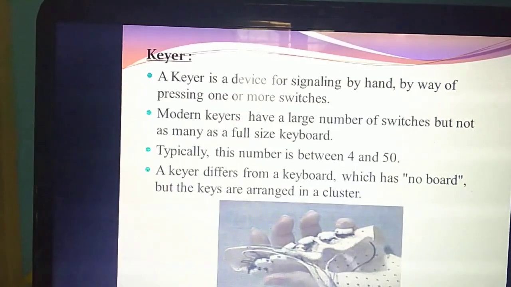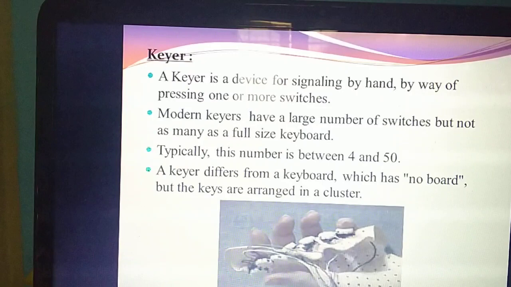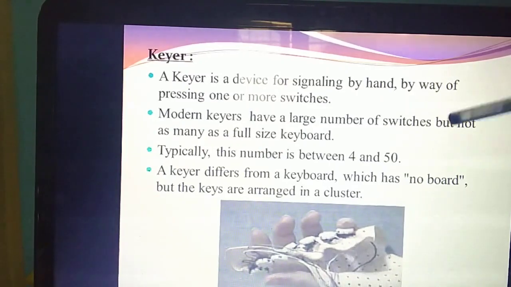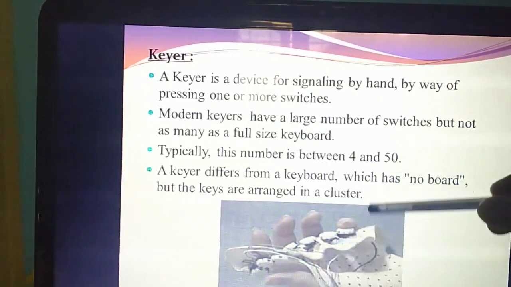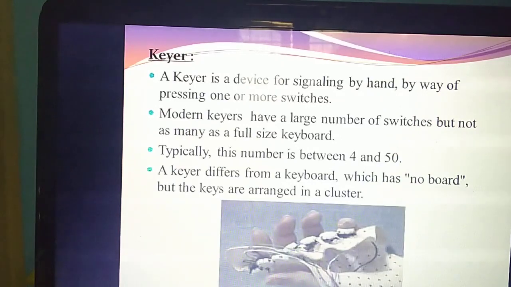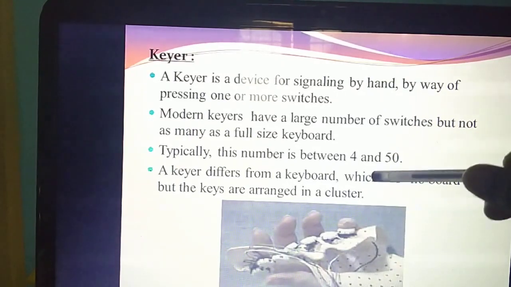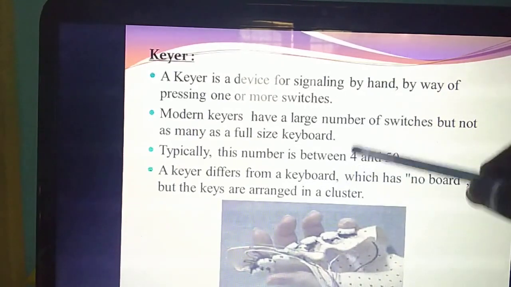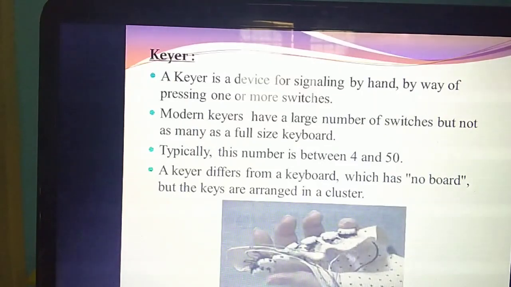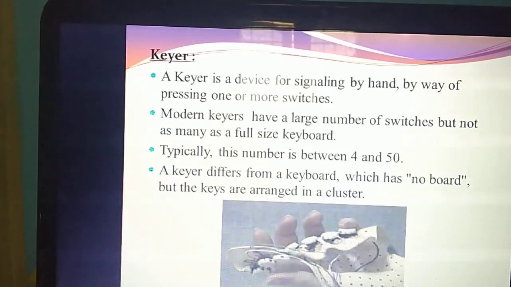The size is also small compared to the keyboard. In this keyer, the number of switches is between 4 and 50. So how many are there in a keyer? Between 4 and 50. This is one of the important one-word questions. Under the keyboard you have seen some boards are there, but in a keyer there is no board-like structure; the keys are arranged in a cluster format.